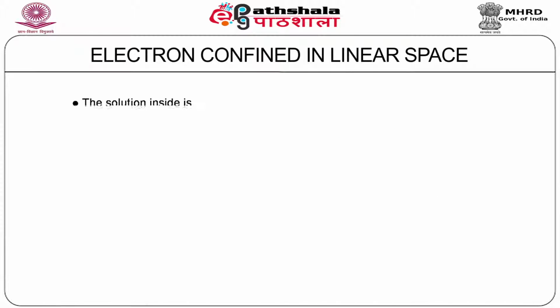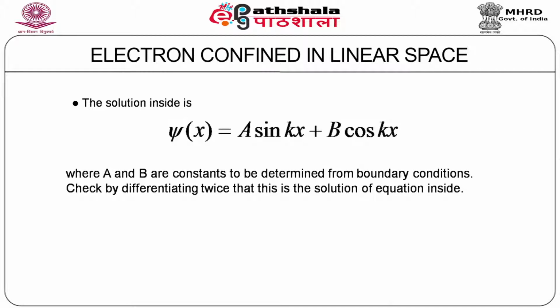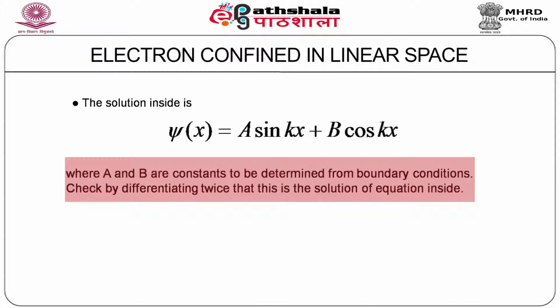Now the solution inside is ψ(x) = A sin kx + B cos kx. Well, this is a second order differential equation, so two constants A and B. So A and B are constants to be determined from boundary conditions. If you want to check that this is the solution of the equation, you can differentiate twice and see that it satisfies the Schrodinger equation inside the well.